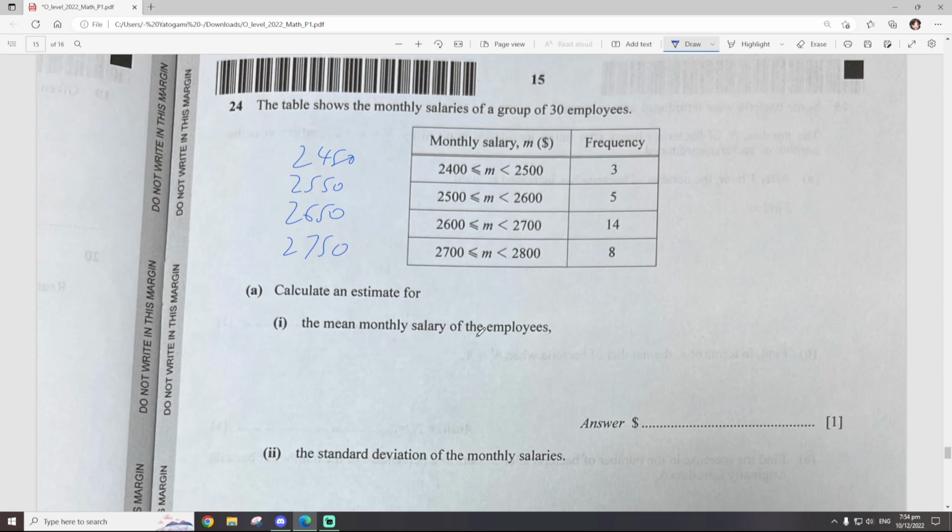So the middle is defined to be 2450. It will be very close to 2450. We'll just define it as that, okay? If you don't understand, then just take the average of these two. The mean monthly salary, if you press your calculator correctly, you go to variable in your stats, once you enter all the stuff and you choose X bar, that is going to be the mean monthly salary, and that will be 2640.